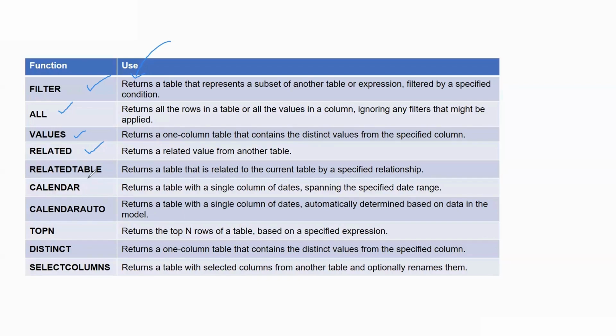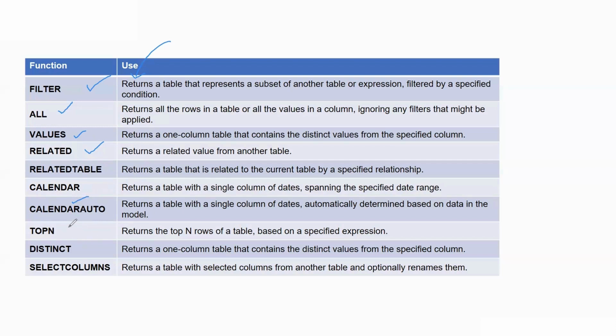Then we have the calendar option. The calendar option returns a table with dates. For example, let's say that you have specified two dates, from 1st of January to 31st of December. It would create a table for you, and in that table you will have a column in which there would be dates ranging from 1st of January to 31st of December. Then you have calendar auto. In this case, it would automatically create a calendar based on the data that you have right now in the table. So if you have some date and time information there, it would try to analyze it and create a column on its own.